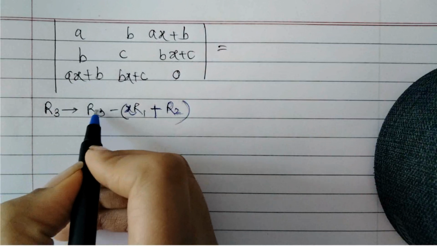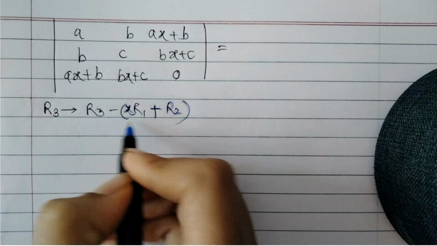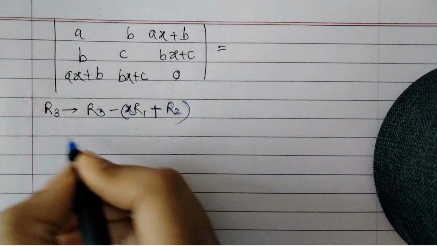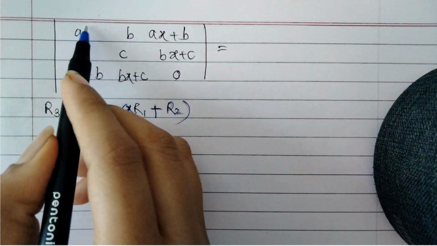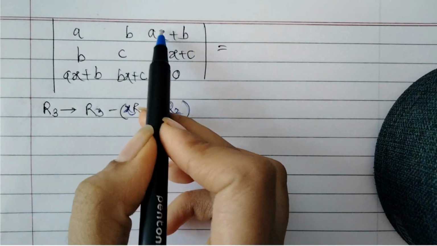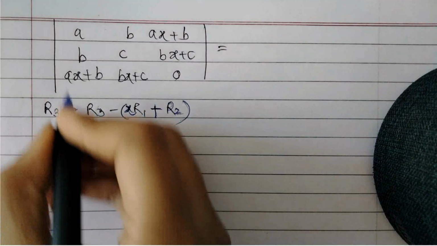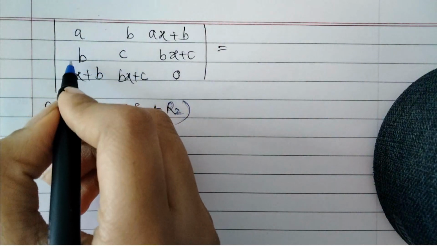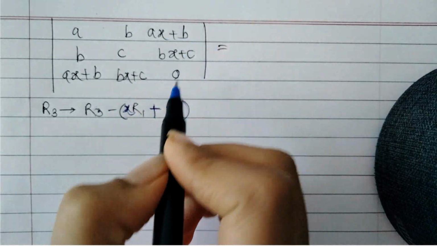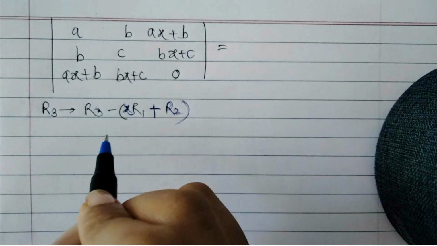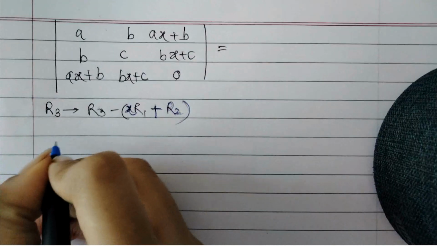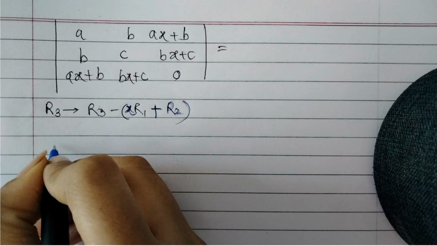Row 3 is row 3 minus x into r1 plus r2. So x into r1 is ax, bx, plus ax square plus bx, right? Plus b will be ax plus b, bx plus c, ax square plus b plus bx plus bx plus c, right? So let us write this down.